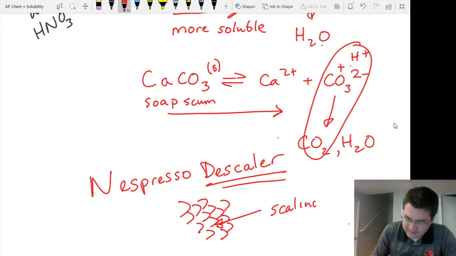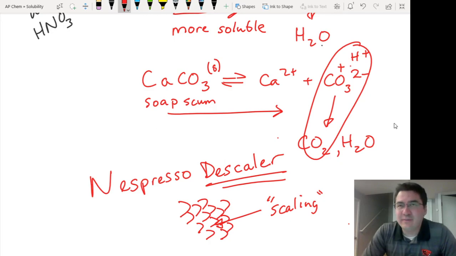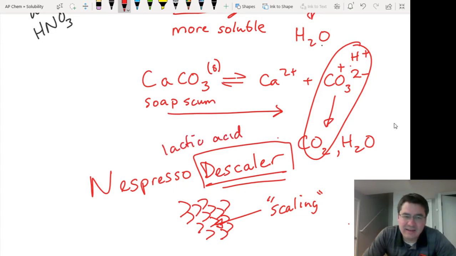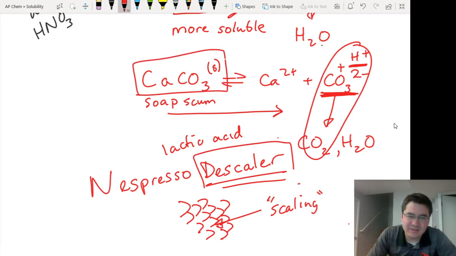That scaling is formed by calcium carbonate and magnesium carbonate. And in the descaler, I think it was lactic acid. That lactic acid basically reacts with the carbonate. So when you have H+ from lactic acid and the carbonate reacting, that'll cause the calcium carbonate, soap scum, or whatever is built up in your coffee maker, to dissolve. So this is how we shift equilibrium. A lot of cleaners are just using Le Chatelier's principle to pull something to one side. And I think that's where I've got to stop.